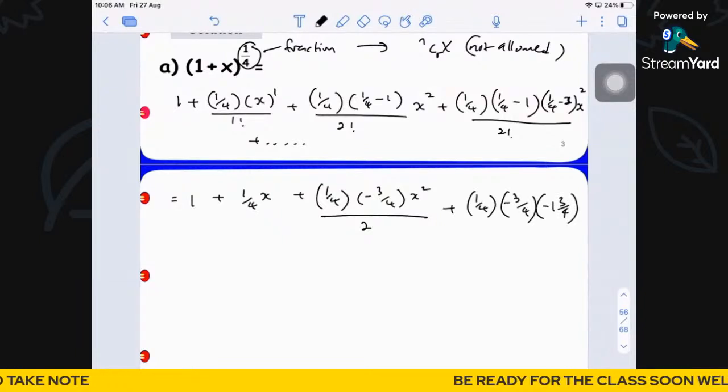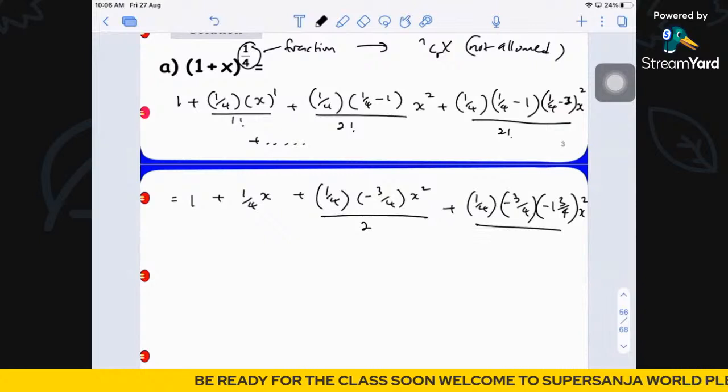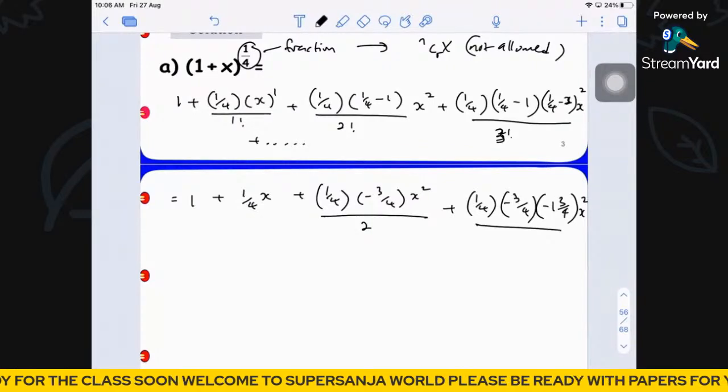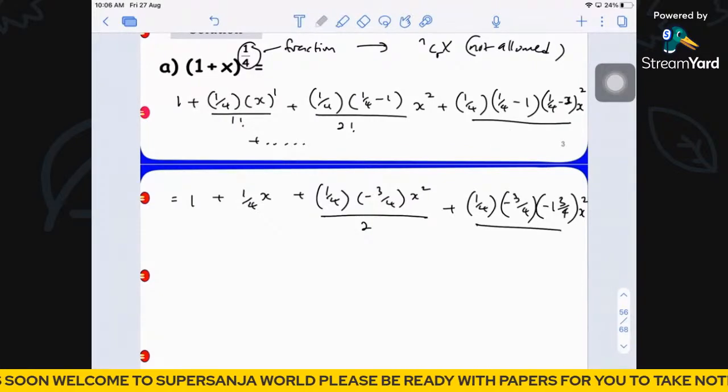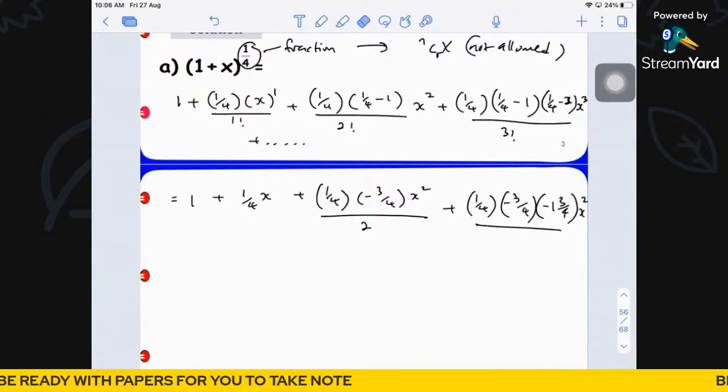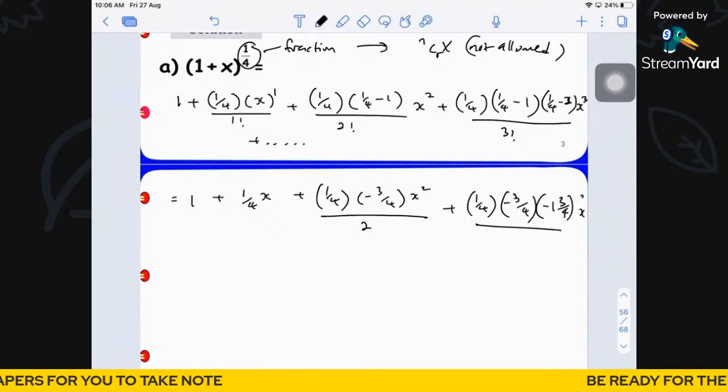Okay, x square over 2 factorial, sorry, 3 factorial, my mistake here, should be 3 factorial here because x power 3, right? So 3 factorial. Okay, x power 3 here. So this is 3 factorial. Okay, 3 factorial is 6.